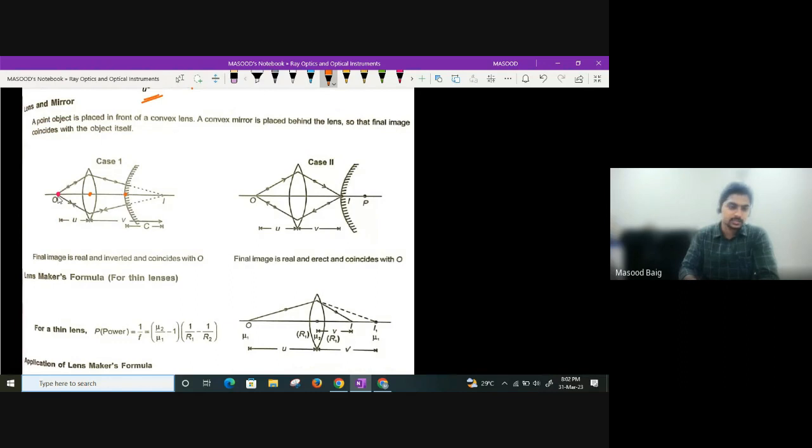So the object is placed somewhere over here. I want the final image to again coincide. So when will the final image coincide? Very basic logic. See, this is our incident ray. This will be our refracted ray. If the refracted ray falls normally, again you take this point. A point on a sphere will behave as a point on a sphere. What will it behave as?